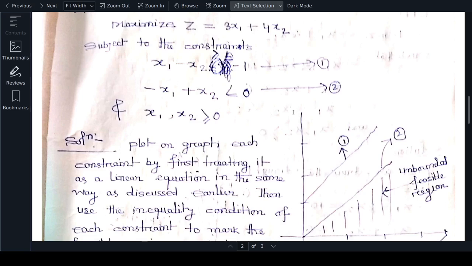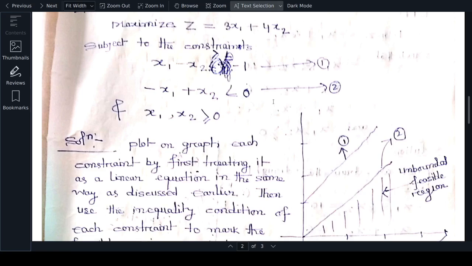Next, here the gradient m is 1, which means this makes an angle with the x-axis of 45 degrees, because each quadrant angle is 90 degrees. So this is 45 degrees. Next our aim is to find out whether we can get the feasible region or not.